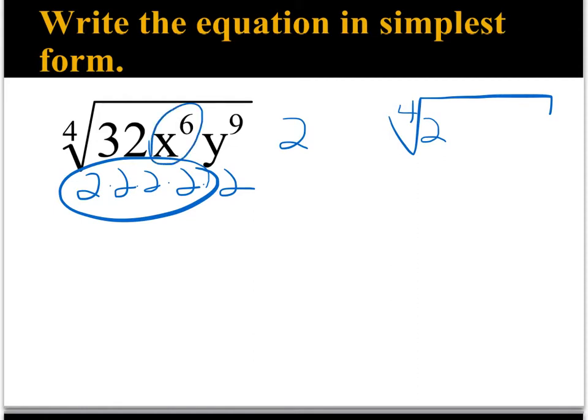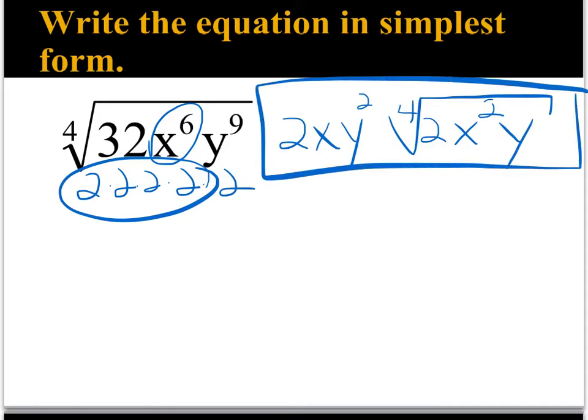If we look at the x's, I have 6 x's, so I have one set of x's I can move to the outside, and then I have 2 left over. If we look at the y's, I have 9 y's, so I have 2 sets of 4's, and then I have 1 left over. Right? So I end up with this.